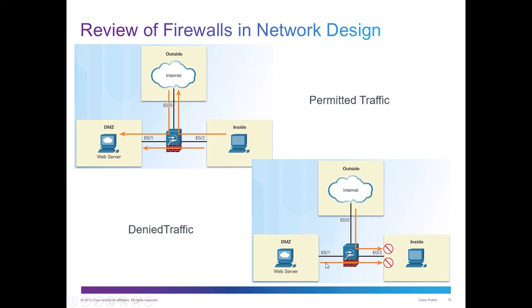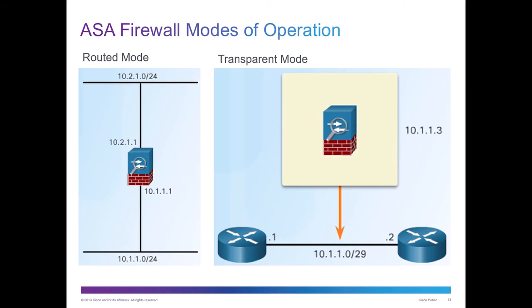Anything from the DMZ coming into the inside network can also be denied. And you can set permitted traffic to go out from the inside out to the outside, and from the inside out to the DMZ. All right.